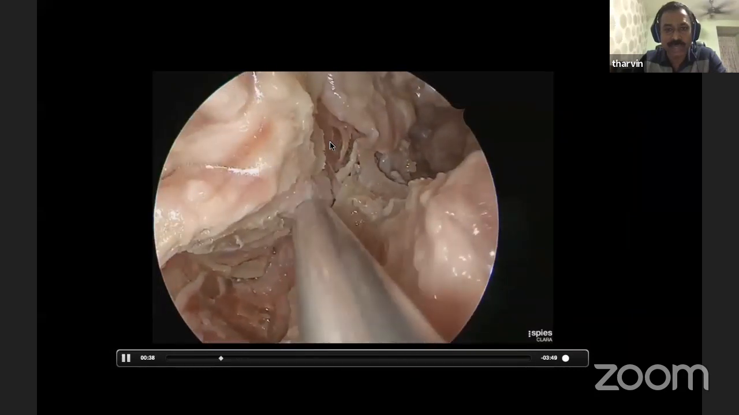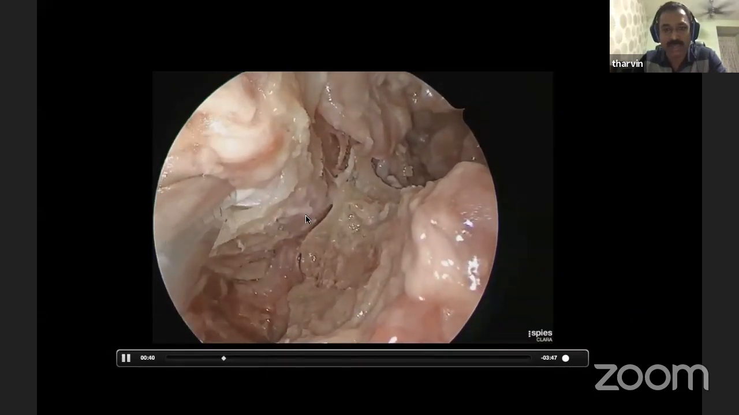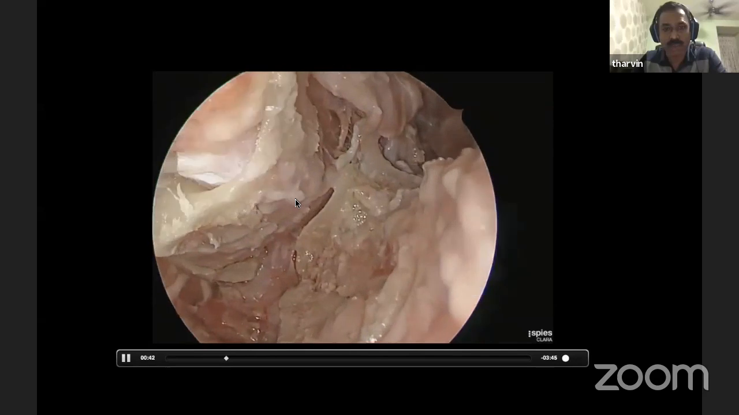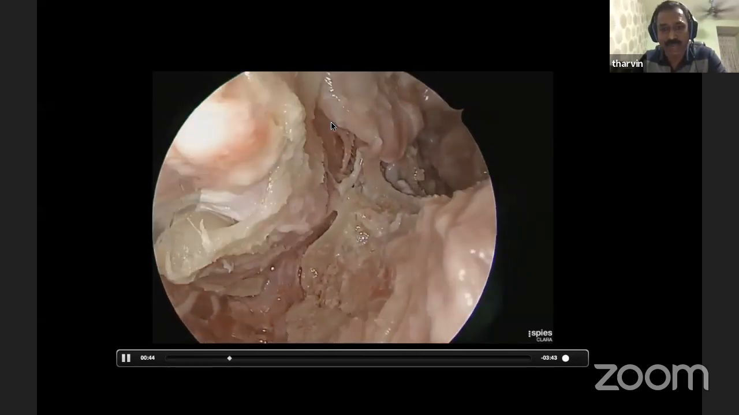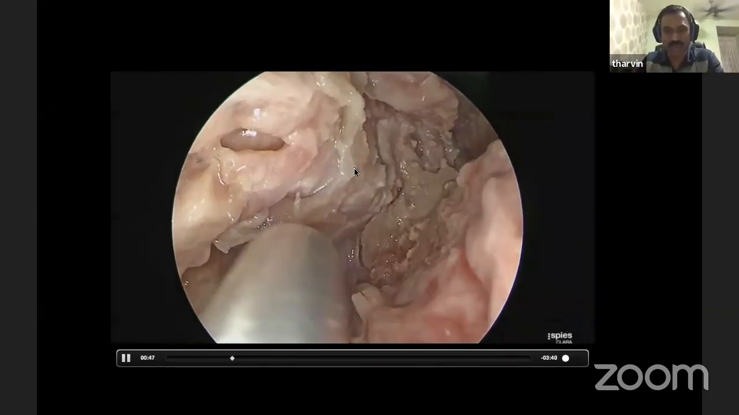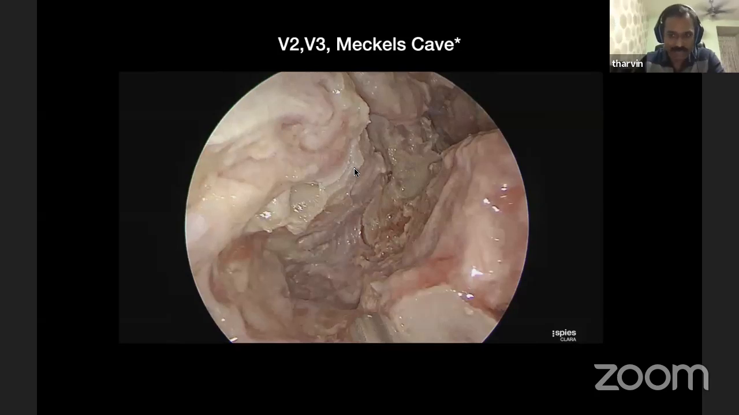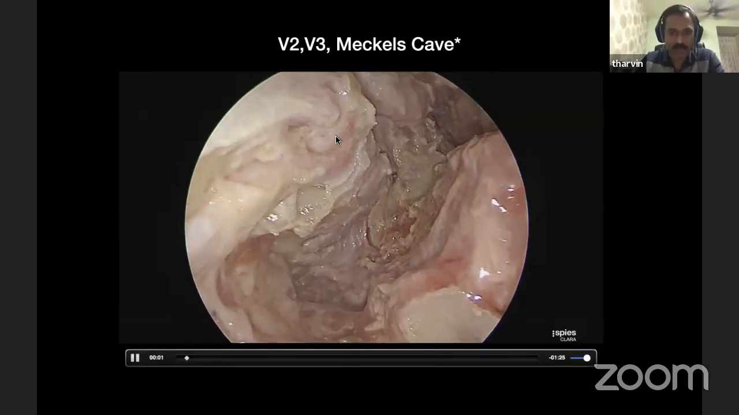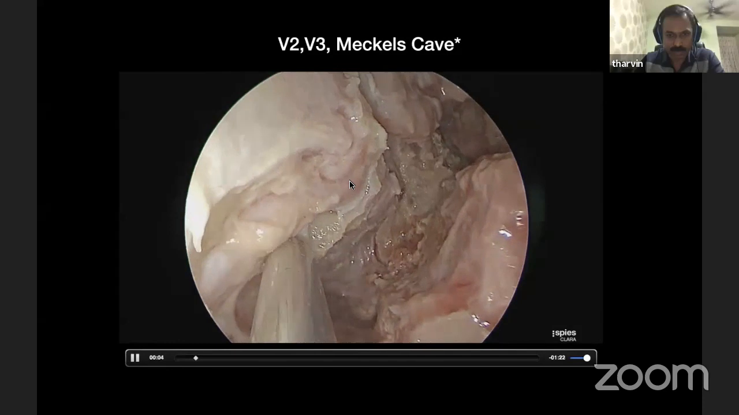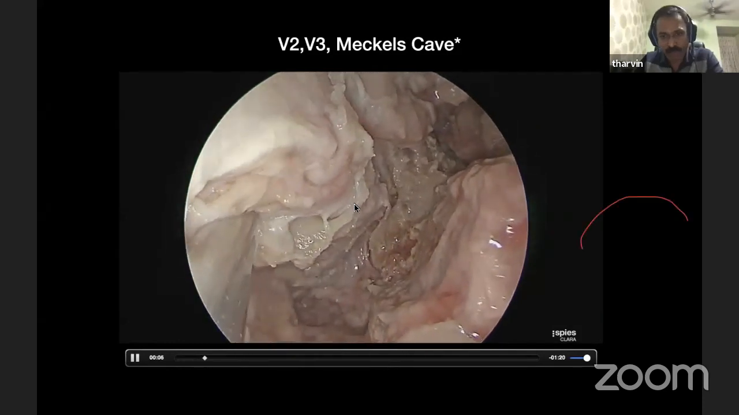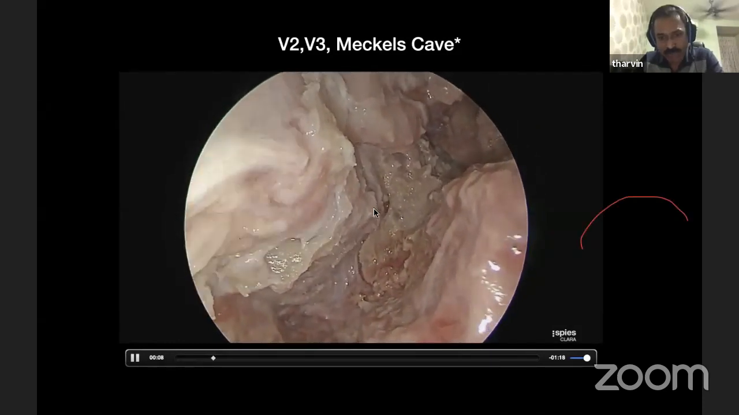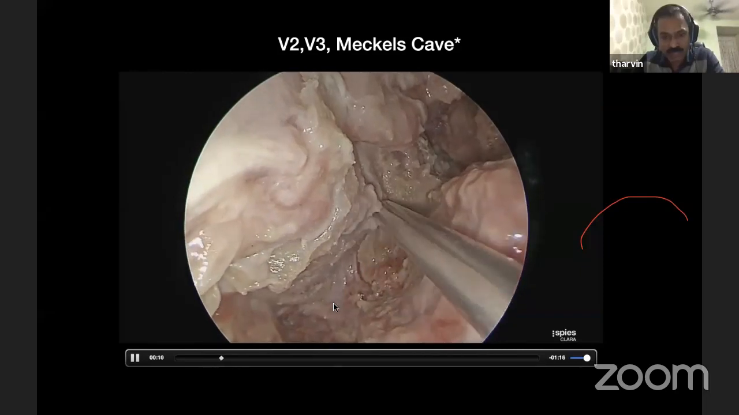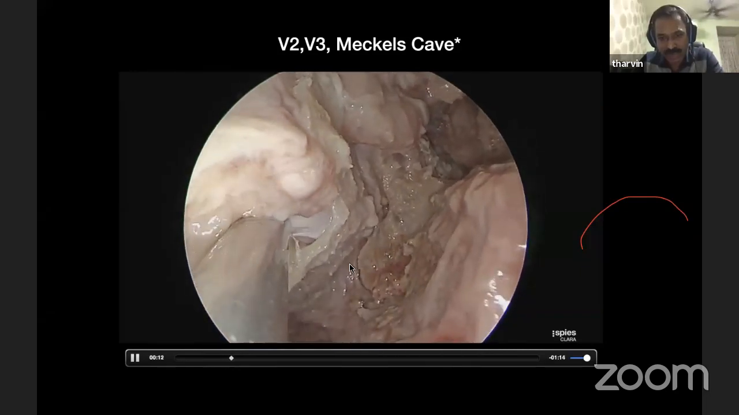So it shows us very nicely where the Meckel's cave is. This is the Meckel's cave. And it also shows us the landmark of the Meckel's cave in relation to the cavernous sinus, which is just inferior to the cavernous sinus as such. Another dissection. Again, you can see the V2. Follow the foramen rotundum and follow the V2 backwards. It takes us straight to the foramen ovale.